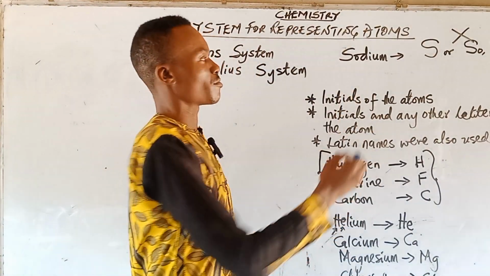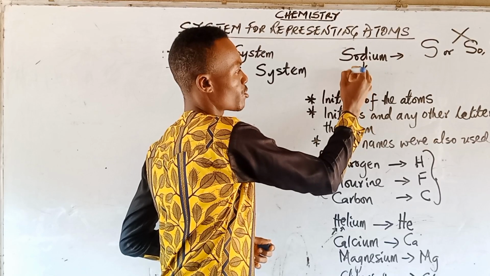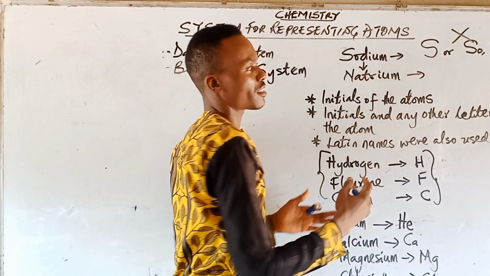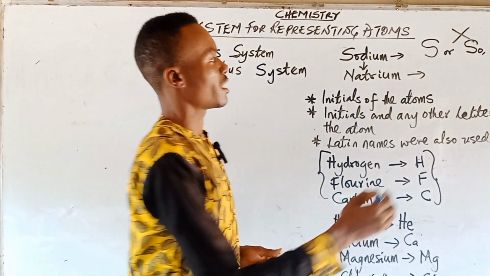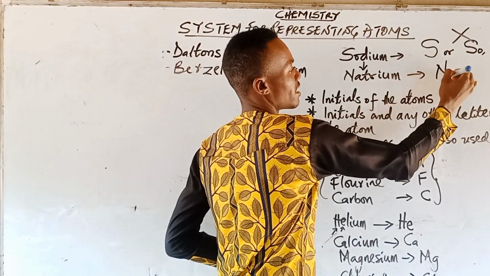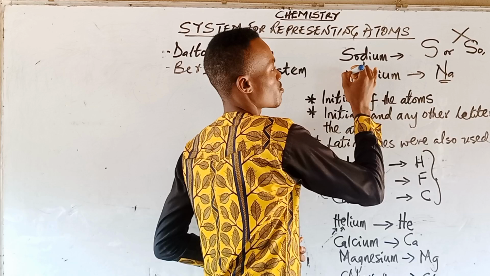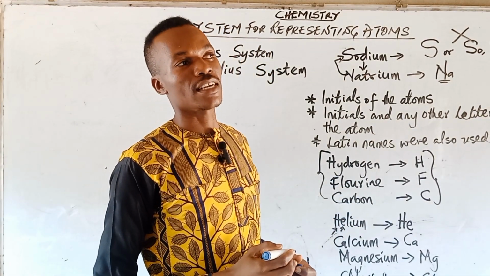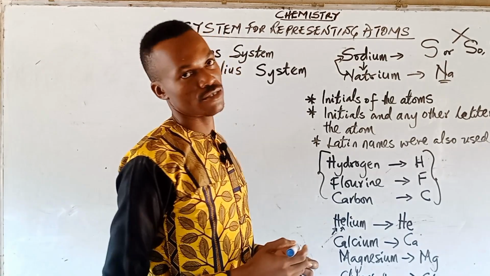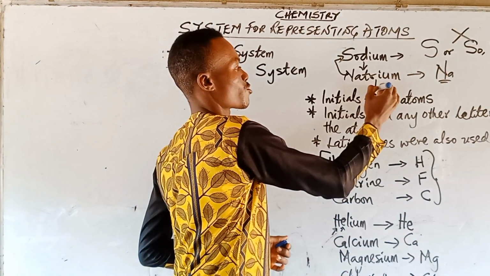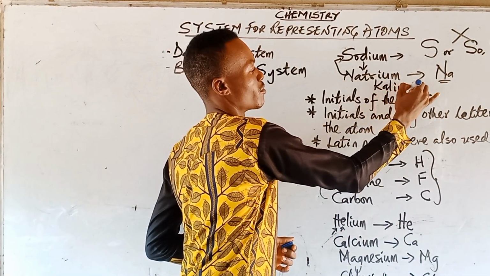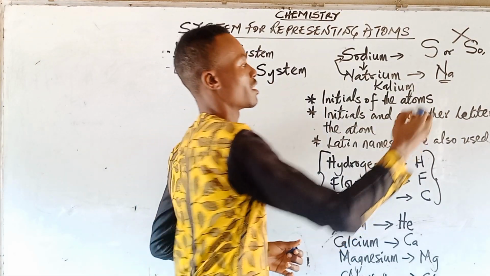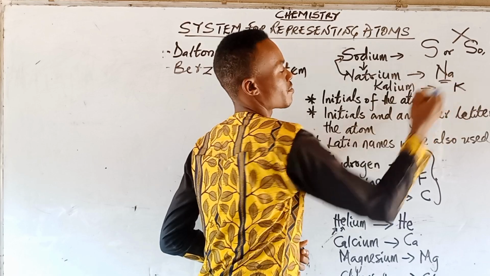Sodium was derived from a Latin word we call natrium. So that is where the symbol came from. It is now Na. That is for sodium. Another element that has that is potassium. Potassium is also obtained from a Latin word, kalium, and we have it as K.